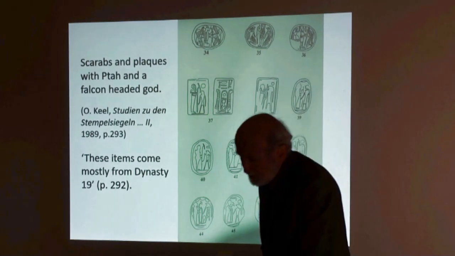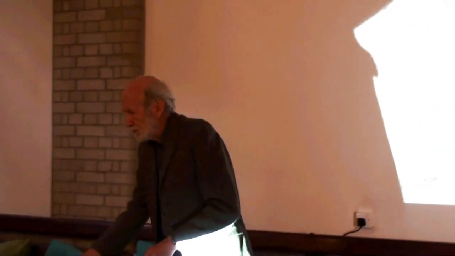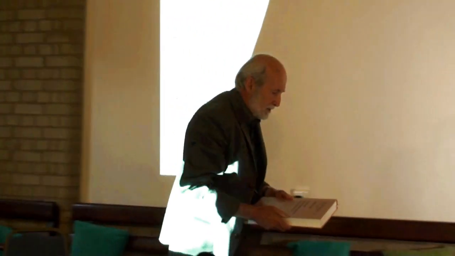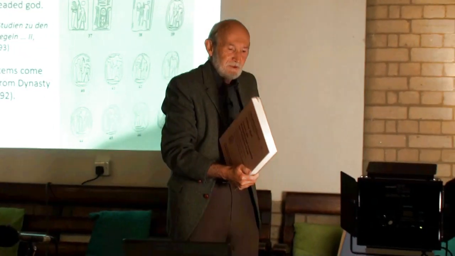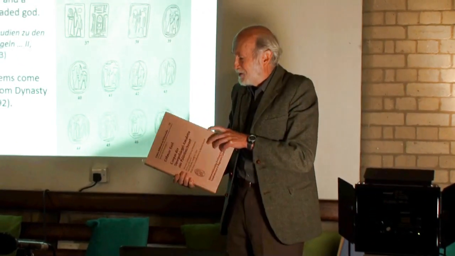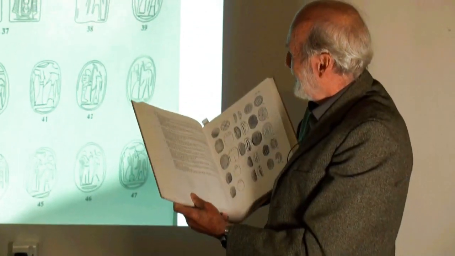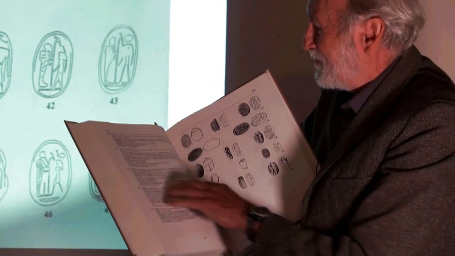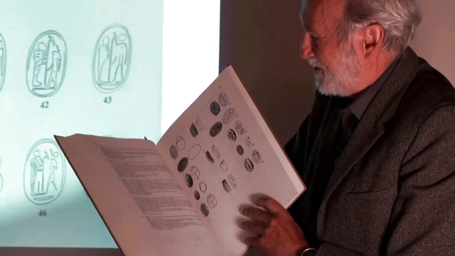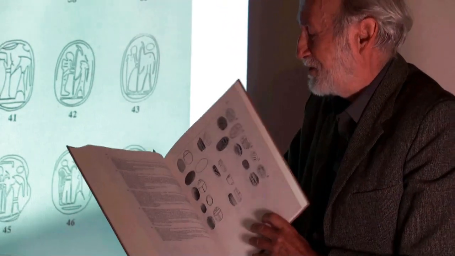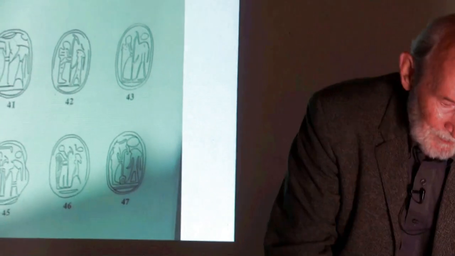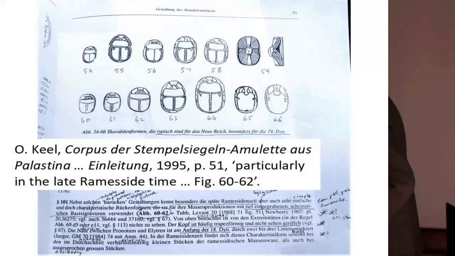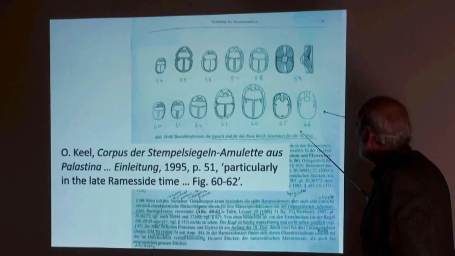And I'll just show you something concerning the work on these scarabs. Keel has attempted to list all the scarabs found in Palestine, and there are about six volumes of this, so there's a lot of work gone into it, and you get the designs and where they were found and what stratum, if appropriate, and an estimate of the date. And now moving to the backs, this is another of Keel's volumes.